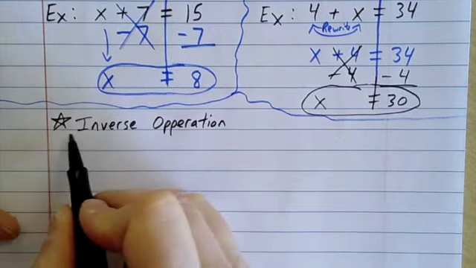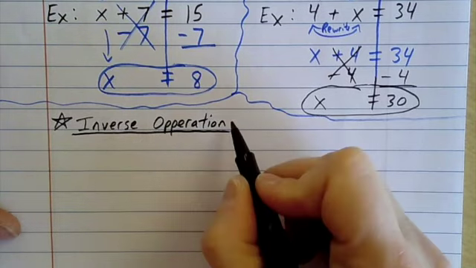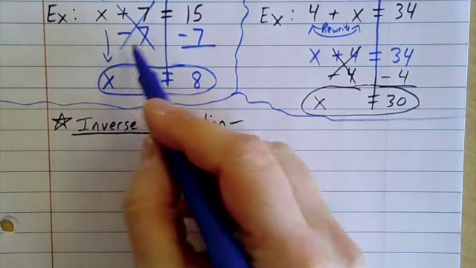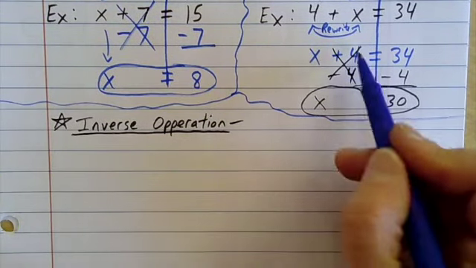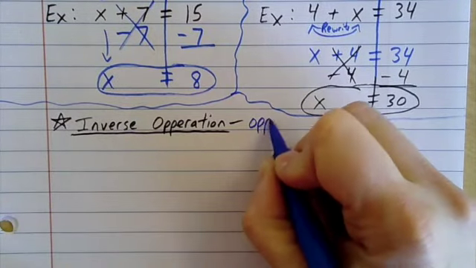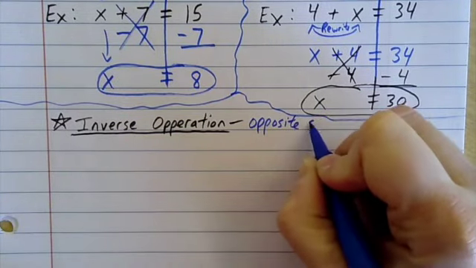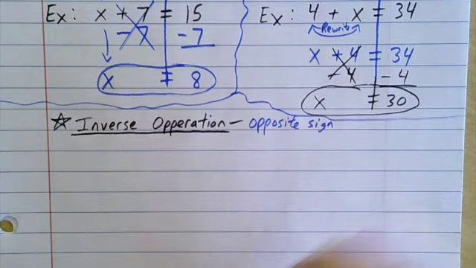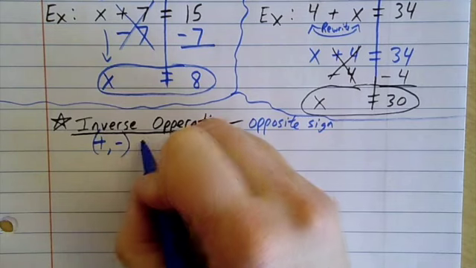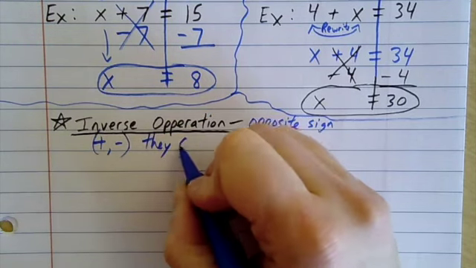Inverse operation means to do the opposite of the sign you see. So in order to get rid of a plus 7 up here, we subtracted 7. In order to get rid of a plus 4, we subtract 4. It's the opposite sign. So if you have a plus, the opposite sign would be a minus. They are going to cancel each other out.